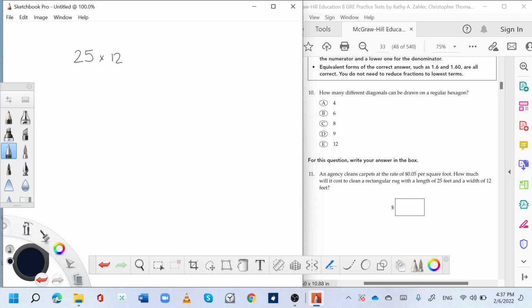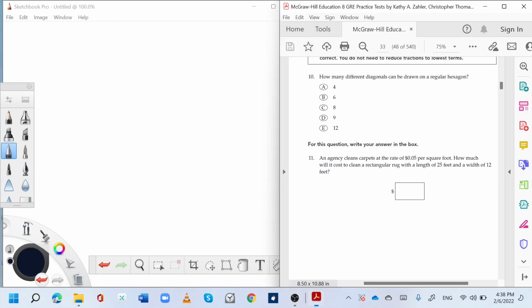Rectangular rug with a length, so we're looking at area. You want to clean this rug. 25 times 12, well, 25 times 10 is 250, and then 25 times 2 is 50. So this is equal to 300 square feet, at 5 cents per square foot. 300 times 0.05, 300 times 5 is 1500, move the decimal places a couple spots over, and we get $15. $15 and no cents.